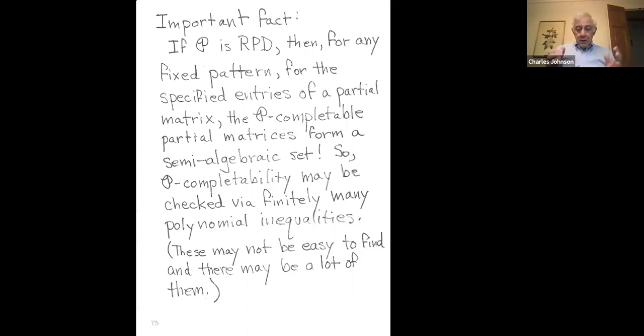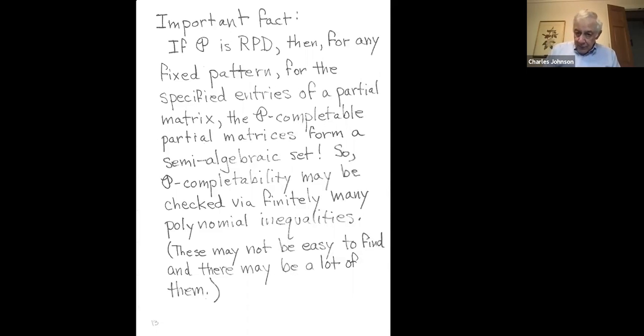In other words, we fix a pattern, you hand me a partial matrix, there are some polynomial inequalities such that if they're satisfied in the specified entries of that partial matrix, then that partial matrix will have a P completion, okay? This assumes that P is RPD, but I've already mentioned that virtually every property is.